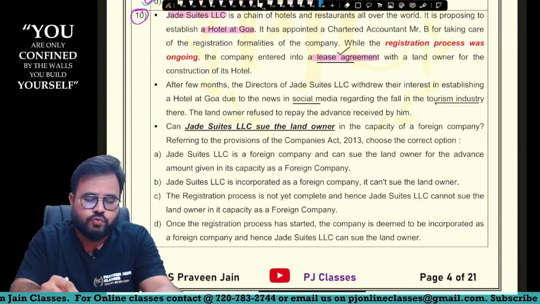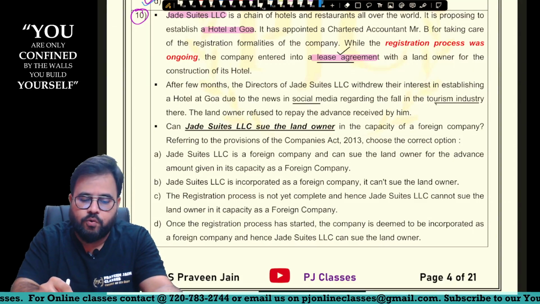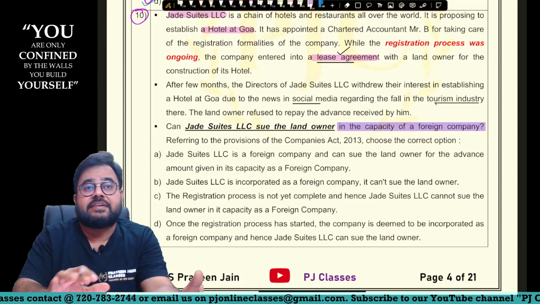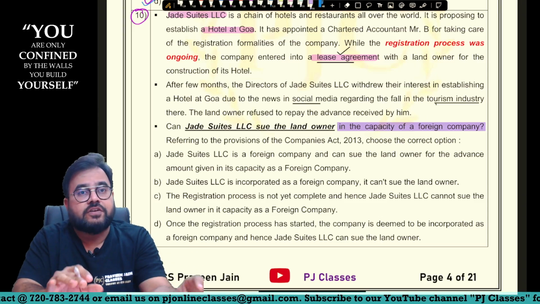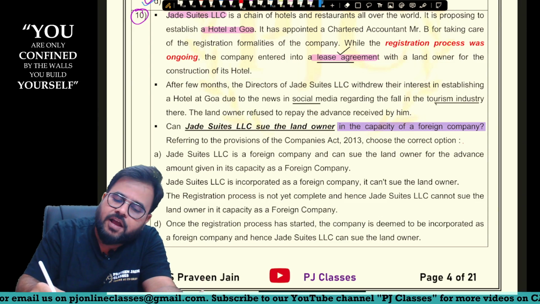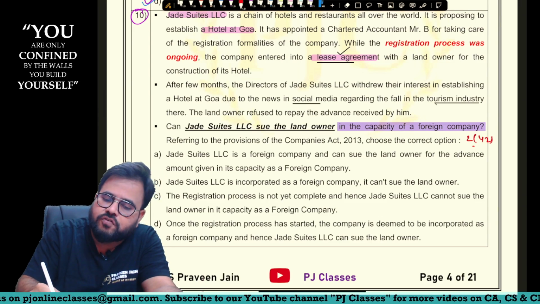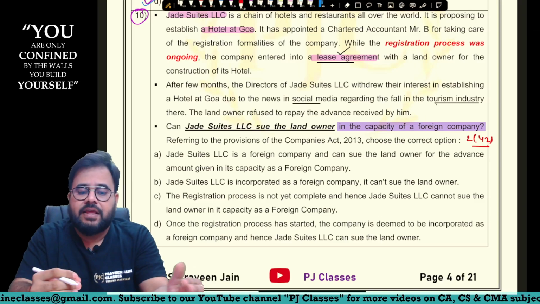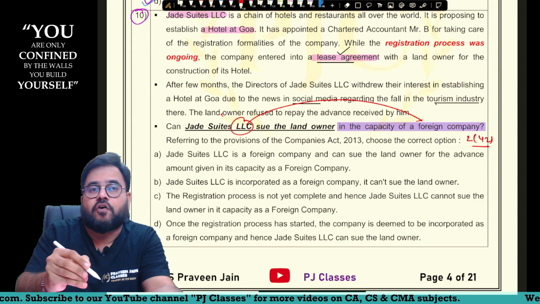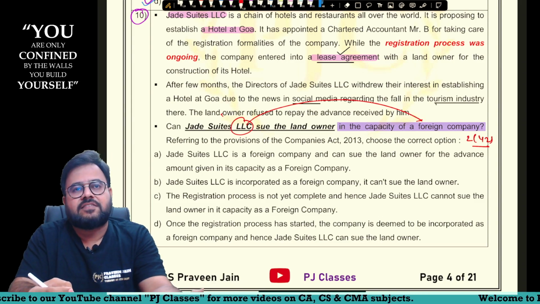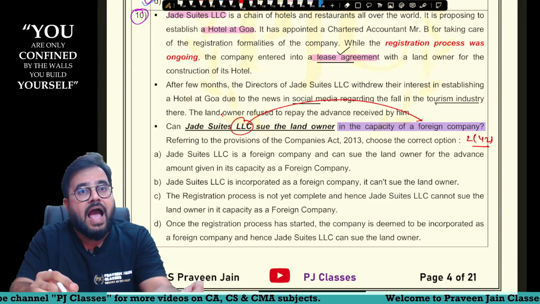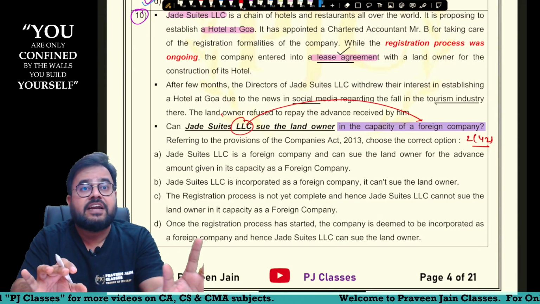Can Jade Suits LLC sue the landowner in the capacity of a foreign company? Oh. Means directly if they want to sue, that is the second question. Whether they can sue in the capacity of a foreign company, sir. Can I say, for foreign company we have section 2 clause 42. What is a foreign company? That is not the question here. Whether they can sue in the capacity of a foreign company. Obviously, Jade LLC is a company incorporated outside India, having business in India, sir. So obviously it is a foreign company.